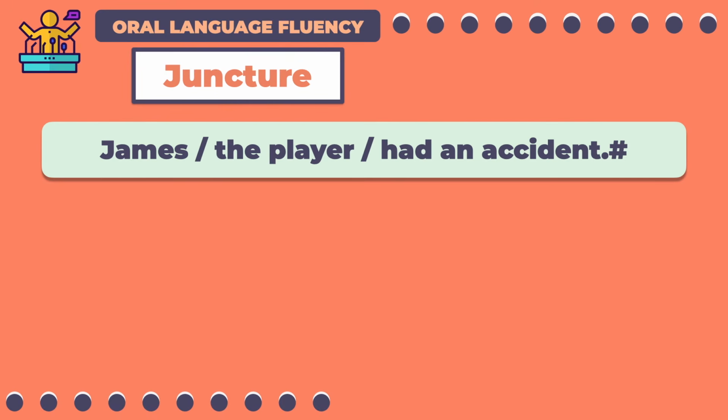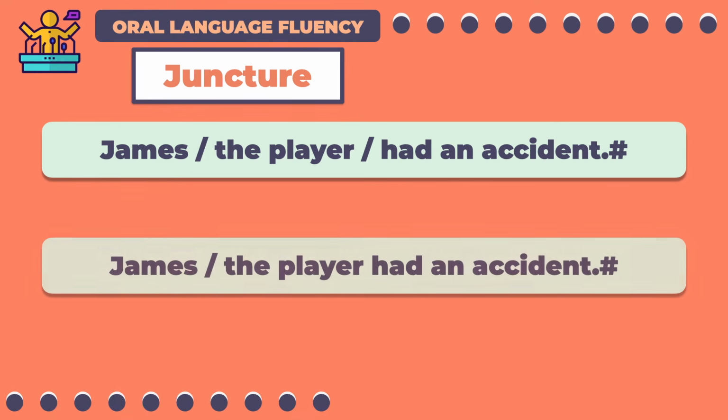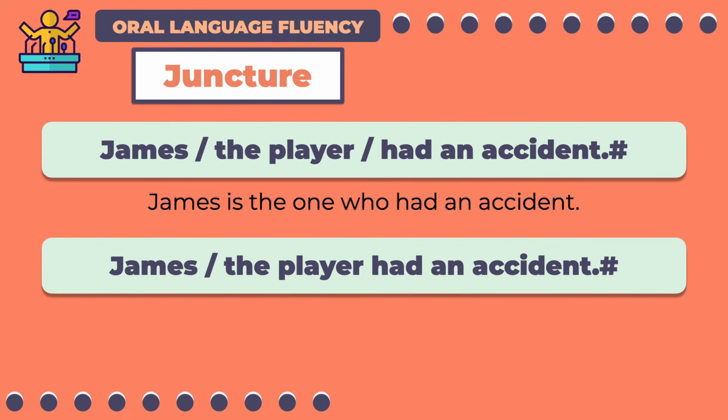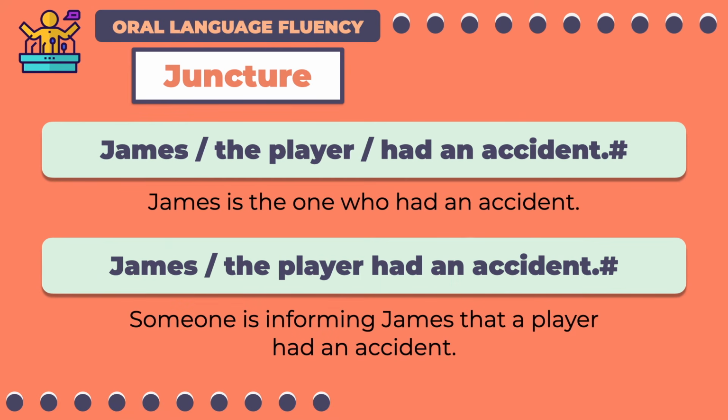James, the player, had an accident. James, the player, had an accident. In the first sentence, James is a player and he had an accident. But in the second sentence, someone is informing James that the player had an accident.